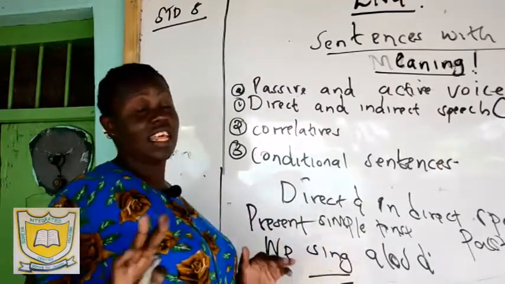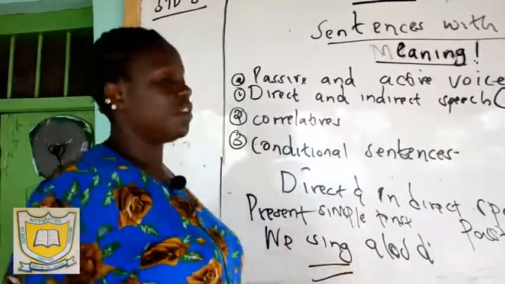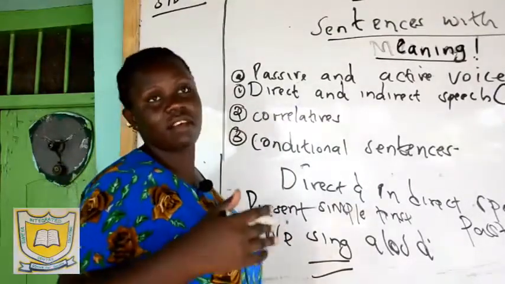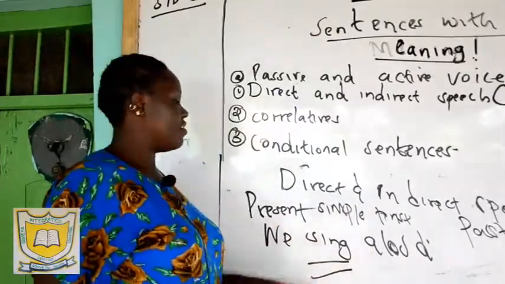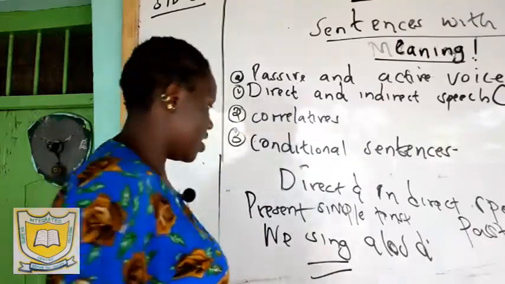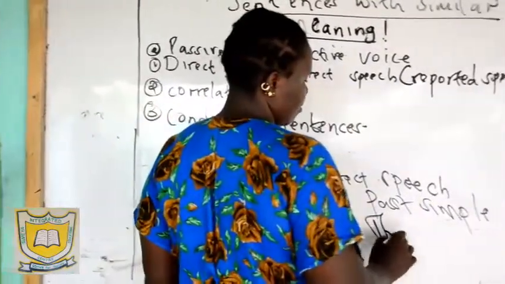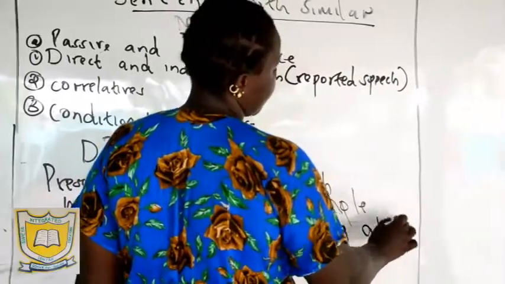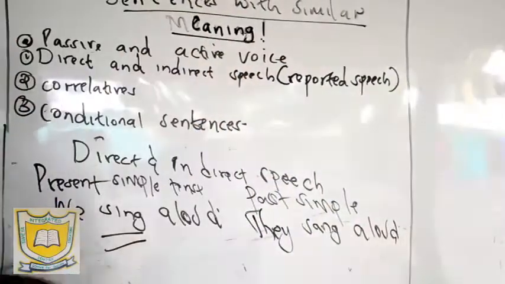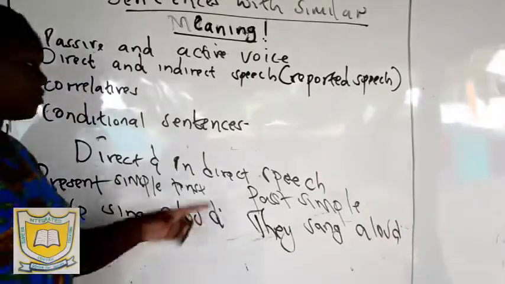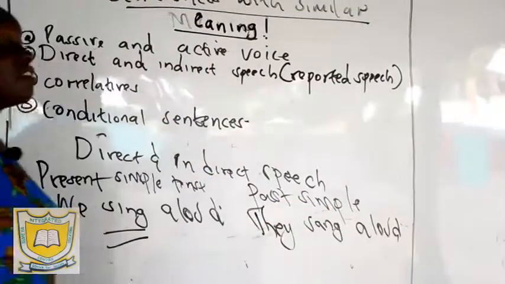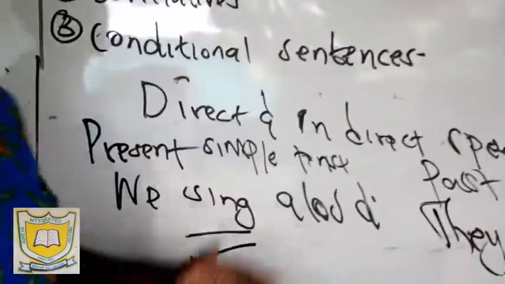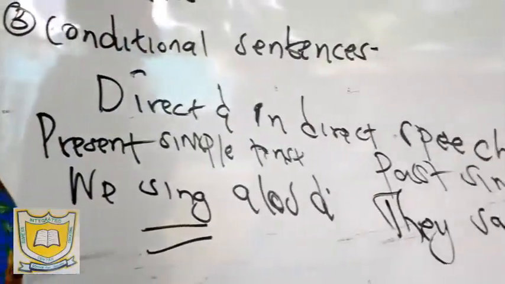Now, you realize that some pronouns and certain words in the direct speech change when we get them to the indirect speech. I gave out notes, I gave out examples of these words. For example, we sing: we changes to they. Here the sentence is going to say, they sang aloud. We changes to they, sing changes to sang. I've simply changed my sentence from the present simple tense to the past simple tense.